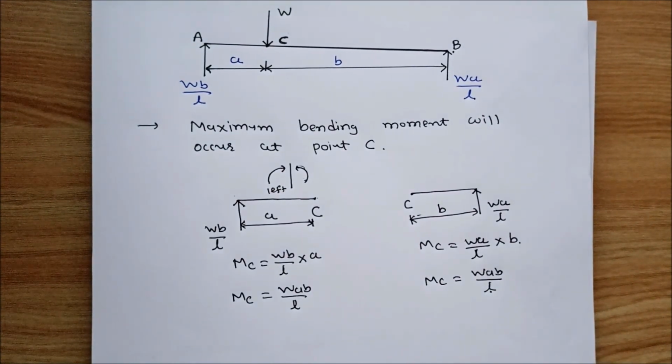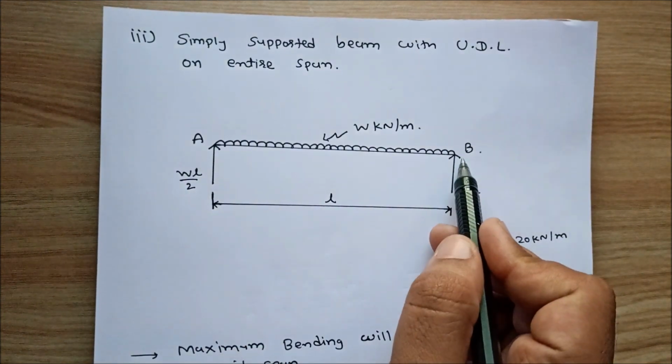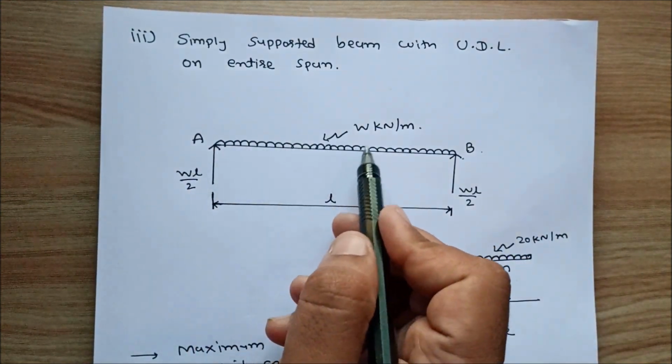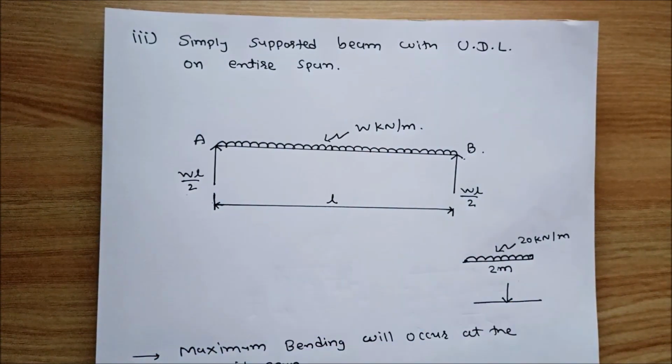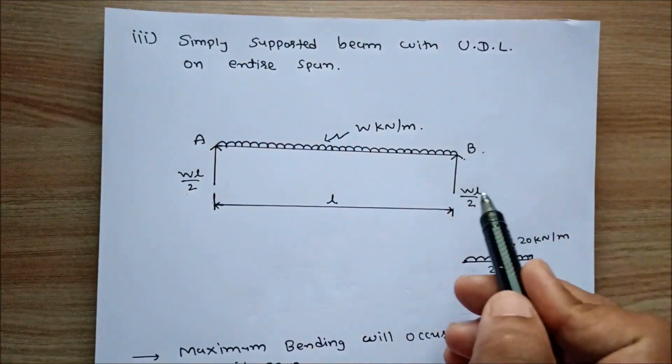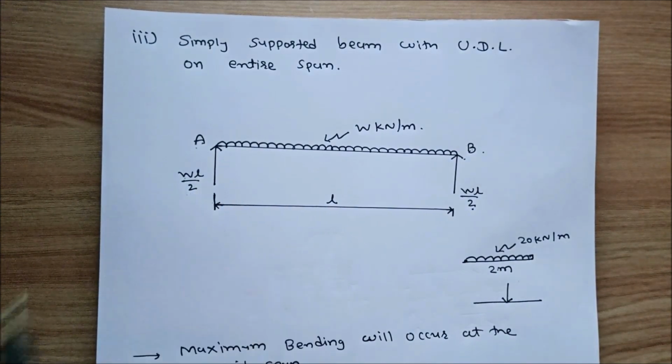Now we discuss third case. Third case, that is simply supported beam with UDL on entire span. Here one simply supported beam is given and there is a UDL over entire span length, that is L. Again you can calculate reaction using two conditions. Anti-clockwise moment is equal to clockwise moment, and second condition, that is RA plus RB is equal to total load. So you get reaction at B, that is WL by 2, and reaction at A, that is WL by 2.